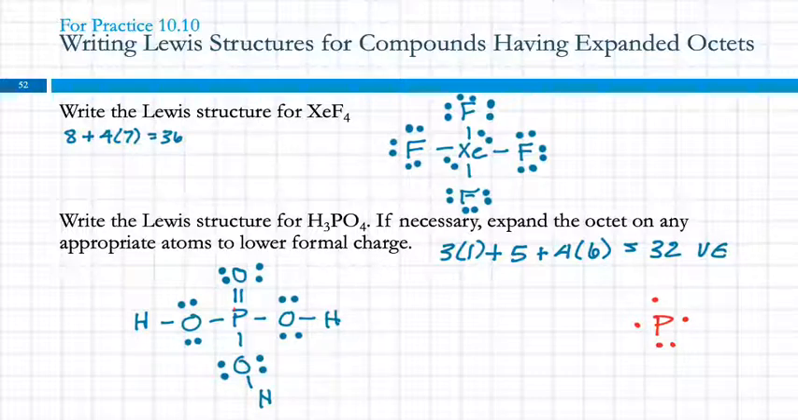Any questions? Yes? Yeah, so is there a way to indicate on the structure that we've expanded the octet? We don't need to, because we can look at it and see, oh, well, phosphorus has 10 electrons in this structure. It's an expanded octet. So there's no special notation or anything.